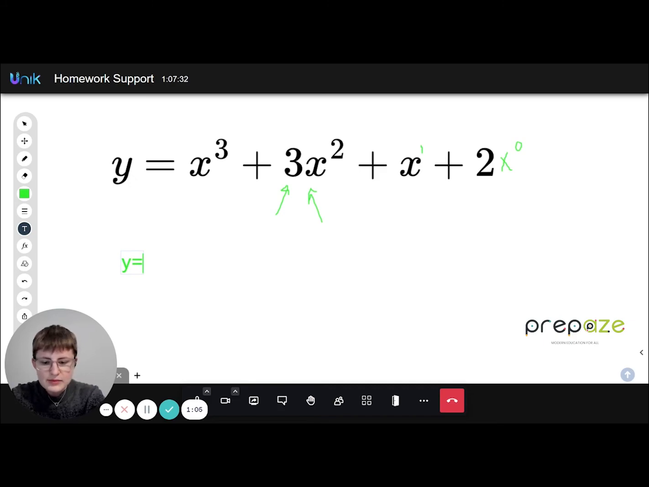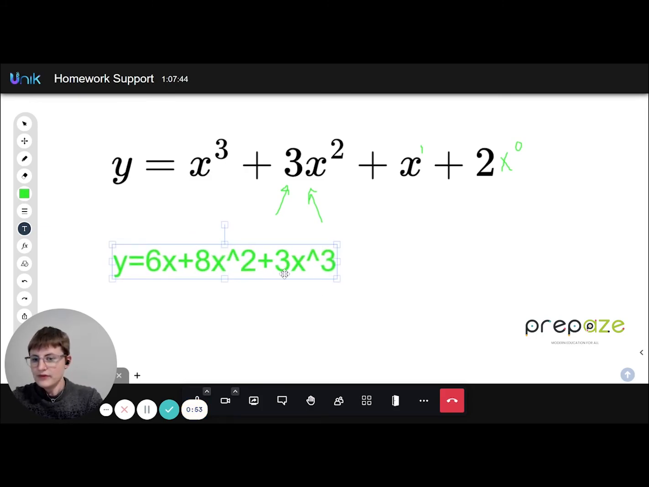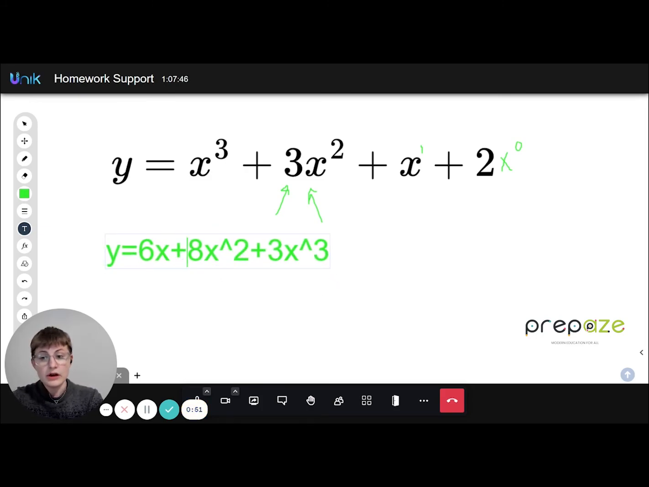Let's try an example here. 6x plus 8x squared plus 3x cubed. Is this example in standard form? Well, no, it's not, because if you look closely at the exponents we have going on here, I labeled them in ascending order: x to the 1st, x to the 2nd, and x to the 3rd. So we're going to fix this by swapping it so that our largest degree is 1st, followed by our 2nd, followed by a 3rd.